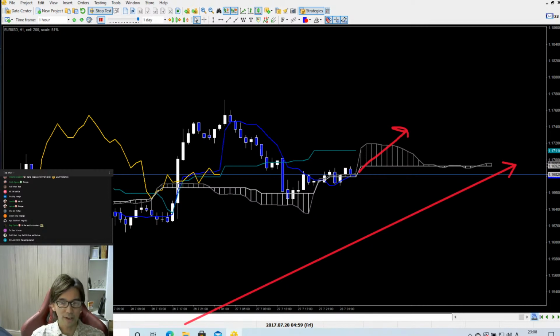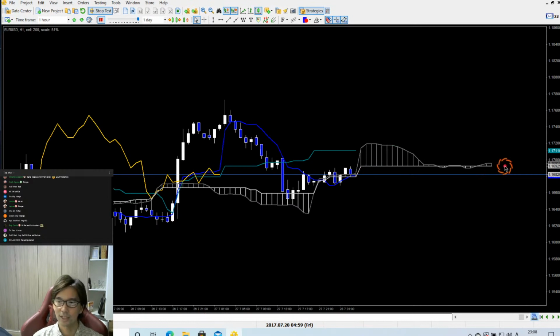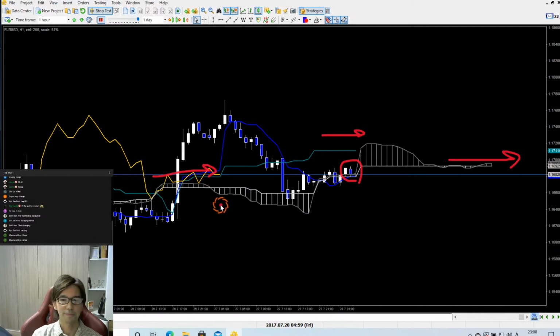Alright, so yeah, this is range. The 1 hour chart shows range in the market, right? Because we see the Kumo is flat, and the Kijun-sen is flat at the moment. And also the price is in the Kumo here, and the Chikou span has been flat. It broke the candlestick, but it's been a flat Chikou span. So this shows range in the market.